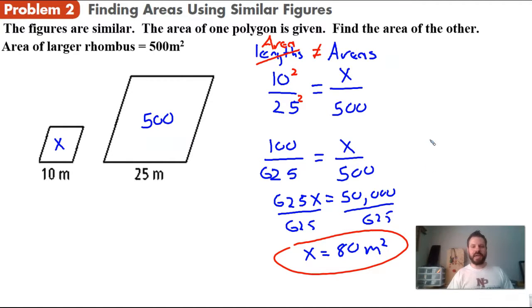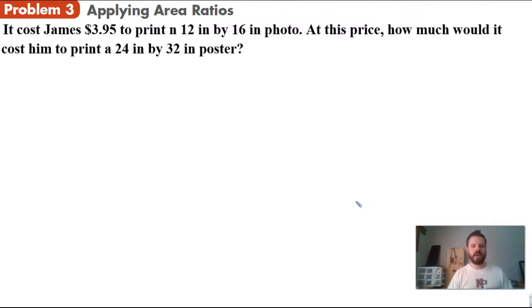Okay, just summing that up, we want to solve for really anything with similar figures. We want to use proportions, but if I want to use lengths to solve for areas, I need to square those lengths to make an area ratio before I can cross multiply and divide. All right, let's take a look at an application of this idea.